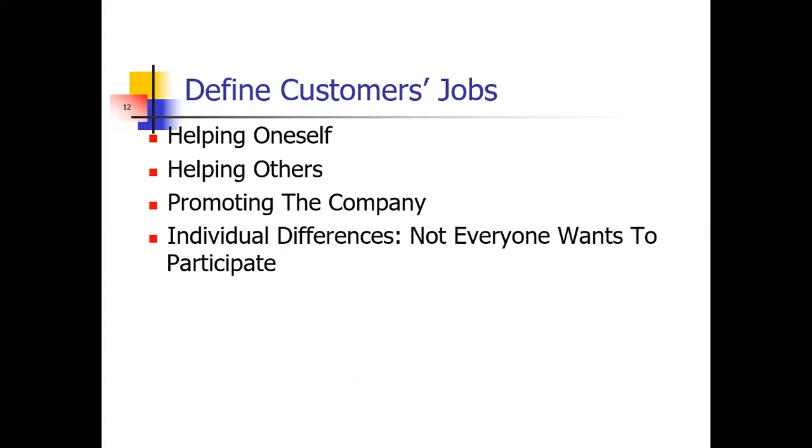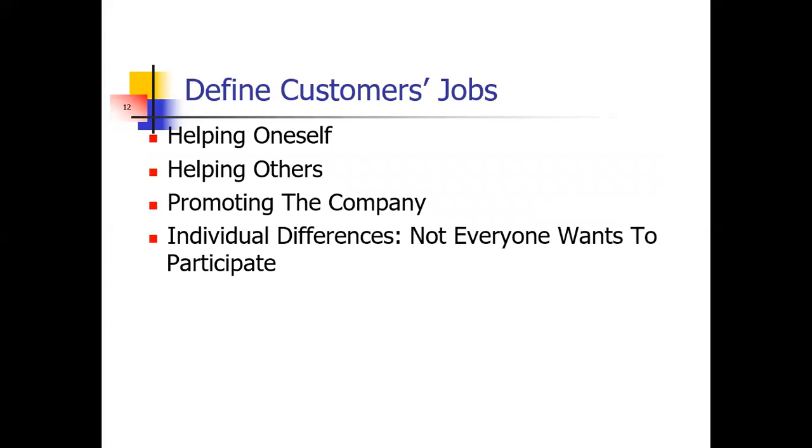If they are not willing, not ready to contribute, then you cannot involve them in service delivery processes. Fine. So these are the things that you have to guide. You should help not only yourself, you should know how to help others also, promoting the company. Individual differences: not everyone wants to participate, because there are so many customers who want to be served rather than be part of that particular service.